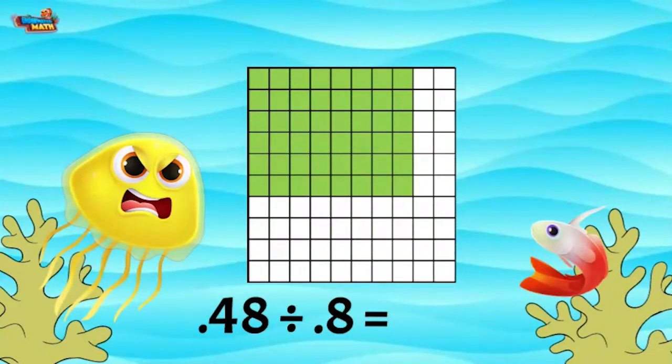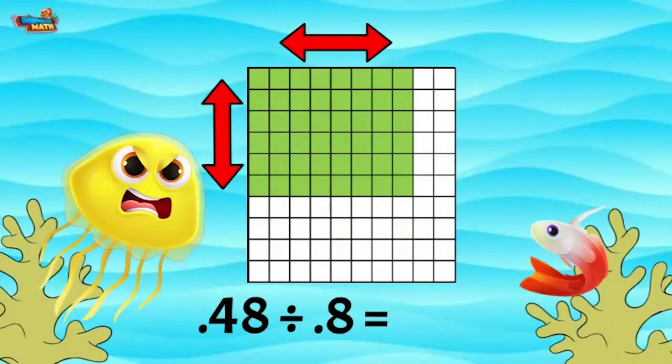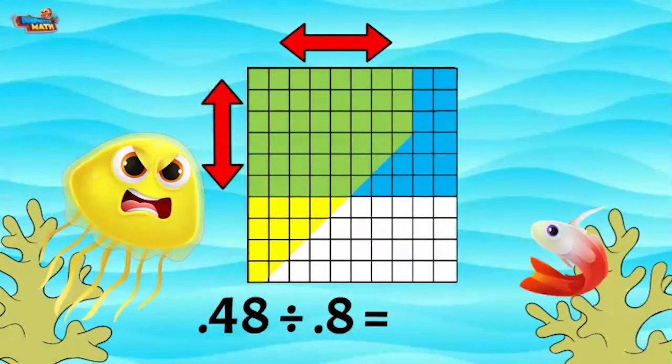Looking at the model, we were able to make 6 groups of 8. So on the model, there would need to be 6 rows of blue colored in and 8 rows of yellow. The two quantities overlap in the green section of 0.48. A lot of words to say 48/100ths divided by 8/10ths is equal to 6/10ths.